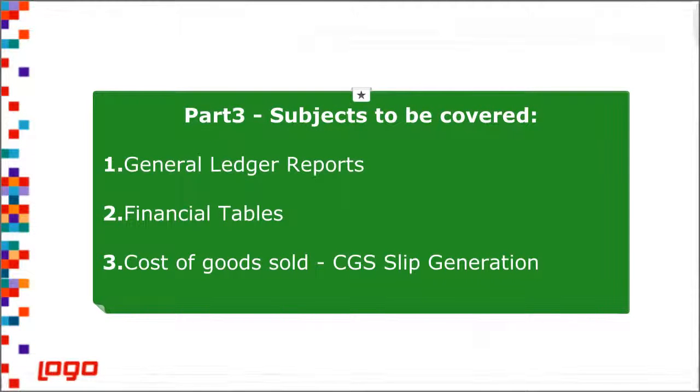We are going to cover the following topics on Part 3. General Ledger Reports, Financial Tables, and Cost of Goods Sold Slip Generation.